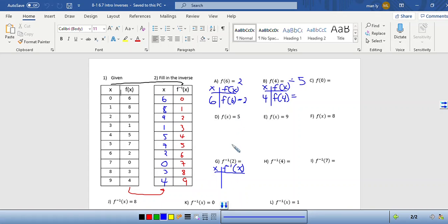So we do the same thing as above. We put f inverse, where the x value is 2. What is the output? The output, we just look at it, 2 is pointing at 6. So my answer is 6. And we do the rest of these problems right here the same exact way.